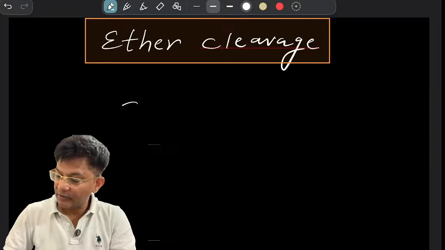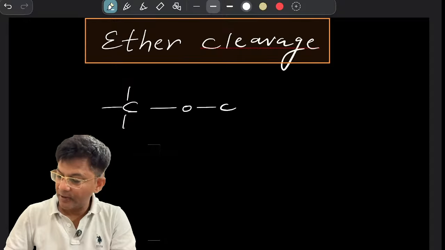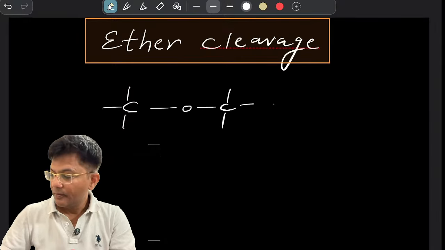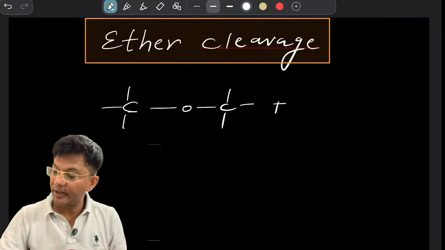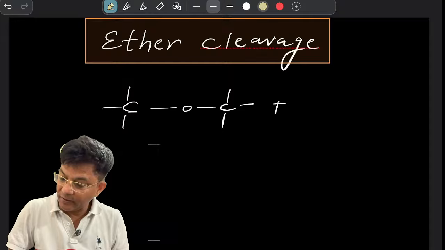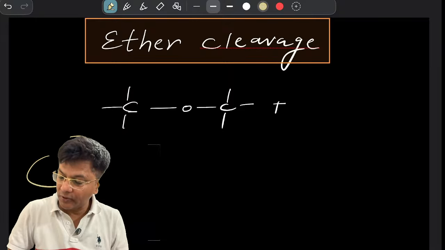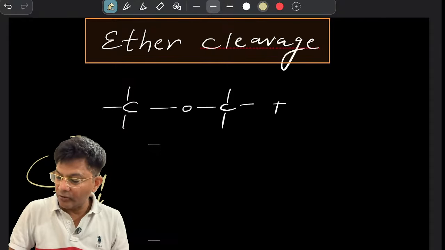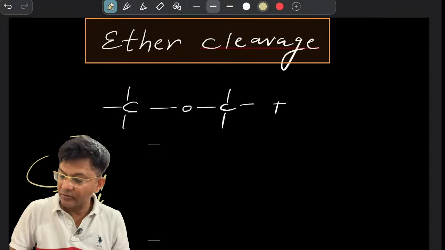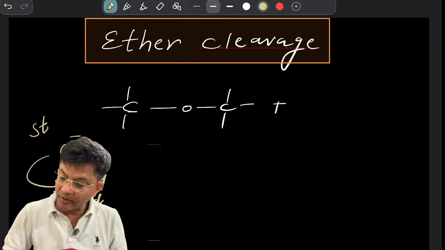Ether is always like C, O, C, with the valency of carbon like this. Now OR negative is a very strong base. Remember that, OR negative. Why is it a strong base? Because if you add a proton to this, it will become an acid, that is, alcohol is an acid, and a weak acid's conjugate base is a stronger base, and stronger bases are poor leaving groups.